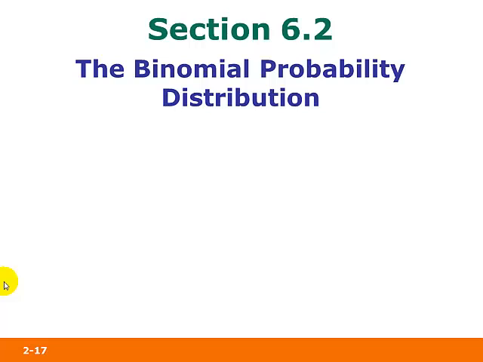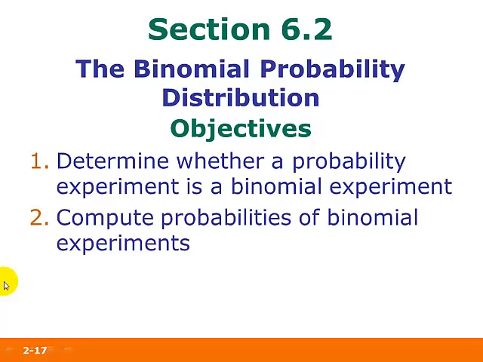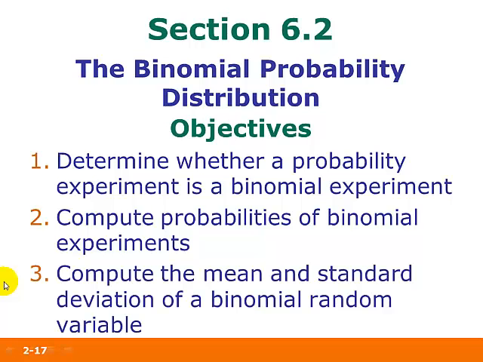Section 6.2 is about the binomial probability distribution. This is a special case of a discrete probability distribution. The objectives in this section are: 1. Determine whether a probability experiment is a binomial experiment. 2. Compute probabilities of binomial experiments. And 3. Compute the mean and standard deviation of a binomial random variable.